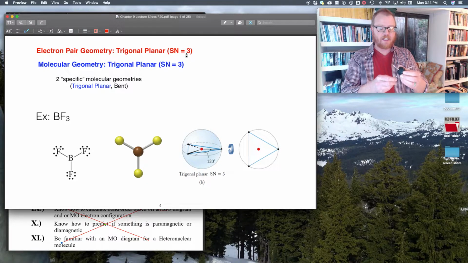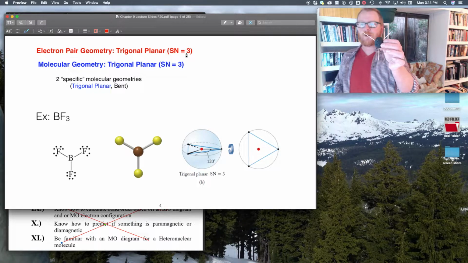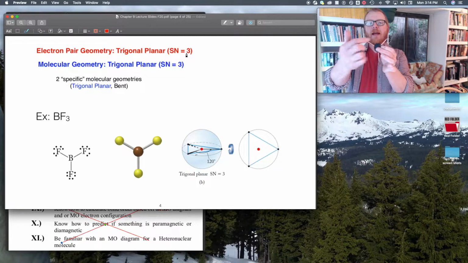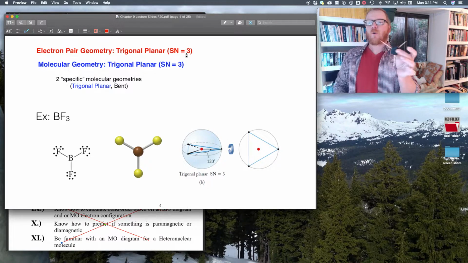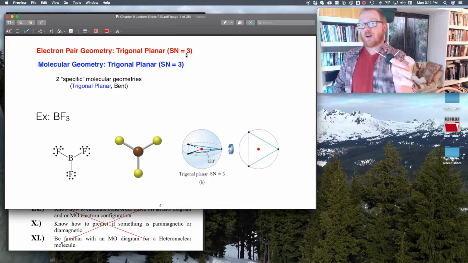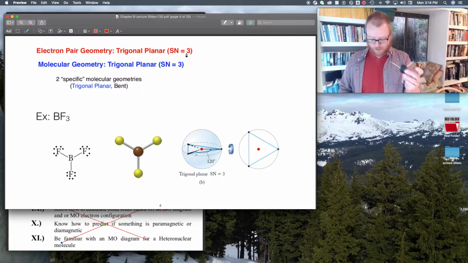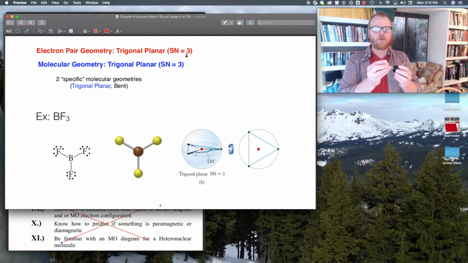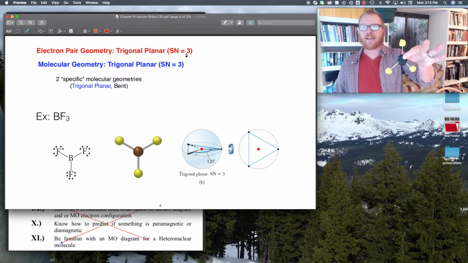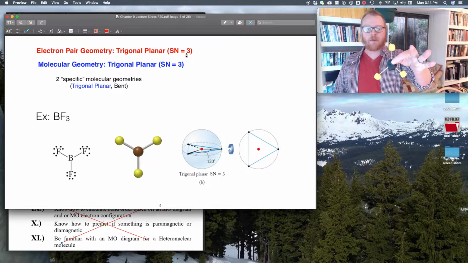So if I make a central atom with 3 bonds like this, okay, and I'm not telling you what I put on those, we can't really tell what the difference is, if this is electron pair or molecular, until I start putting other atoms around it, right? And as I start putting other atoms around it here, now I can tell that that's my molecular geometry.